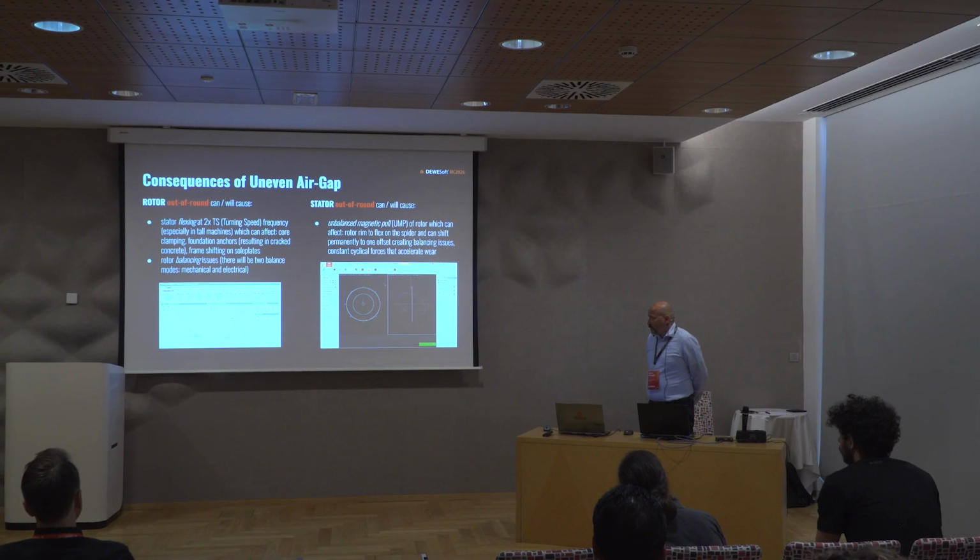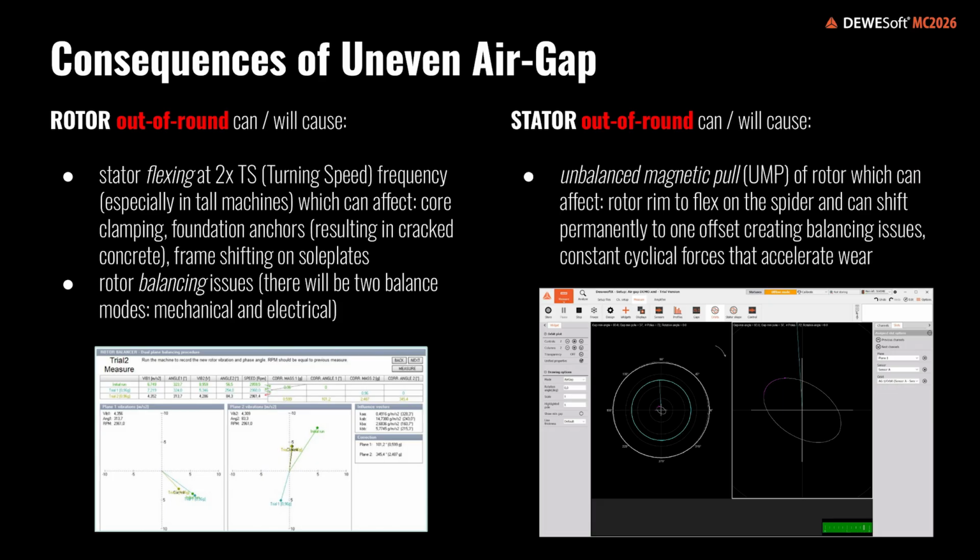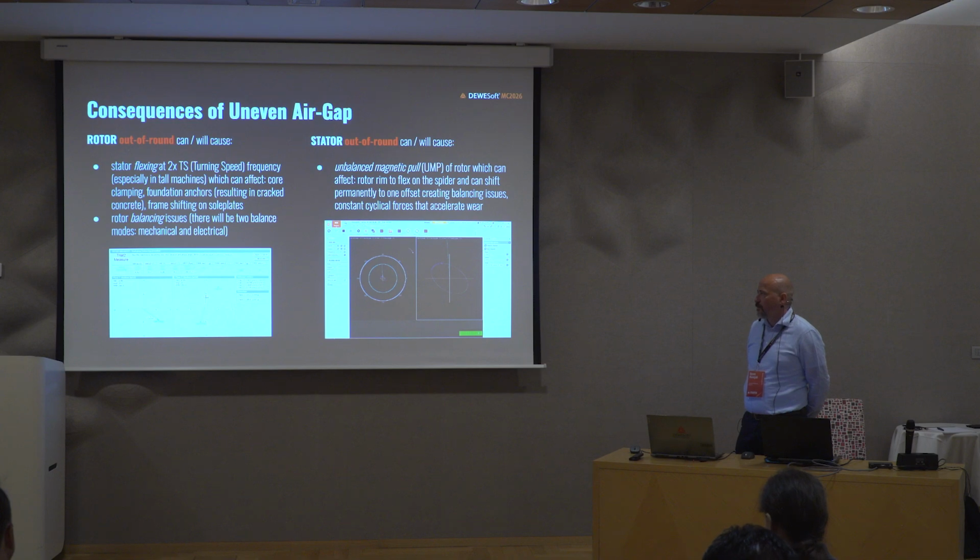Now, of course, if you have a rotor out of round, which means it's not perfectly circular, this can cause effects on the stator. The stator might be flexing, not necessarily, but in tall machines with a large stator core, it might be flexing at 2 times turning speed frequency, which is something we don't see very often, but we see it in some machines. And this can, of course, affect the core clamping, etc. So it can give you a lot of issues with the stator.